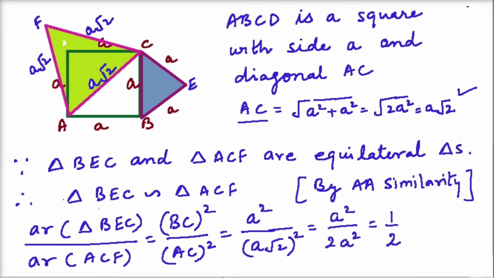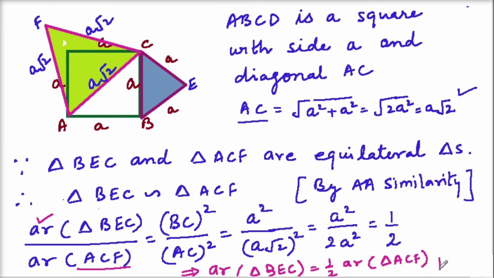And in this way we get the area of triangle BEC is equal to half multiplied by the area of triangle ACF, and this is what we had to prove. So we write proved.